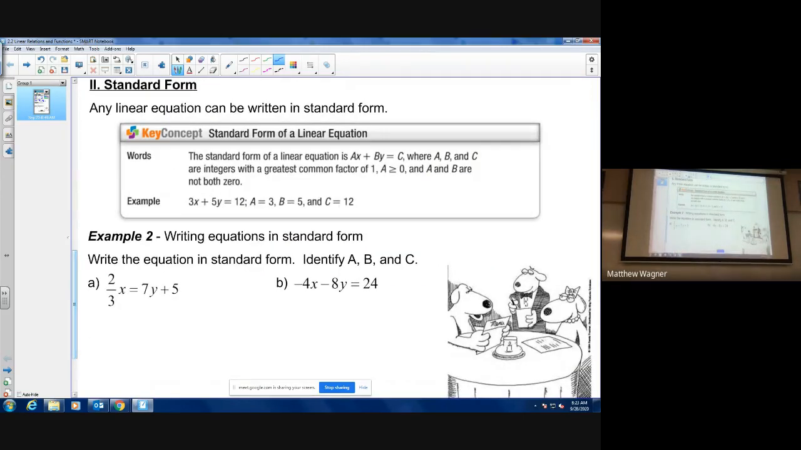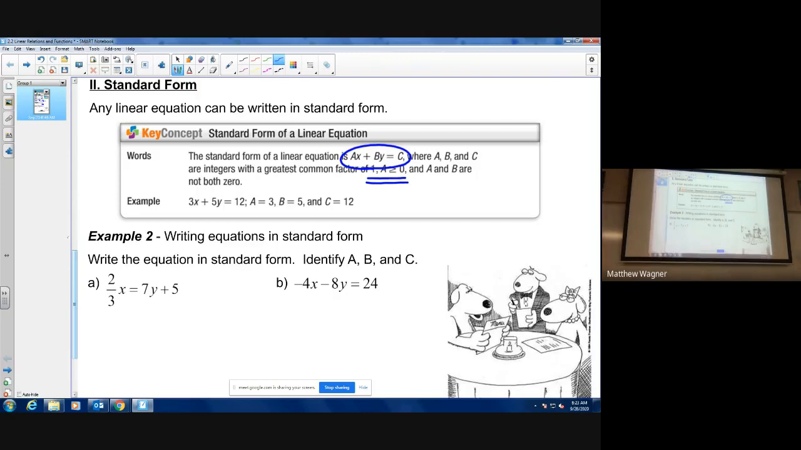There are a few caveats you want to keep in mind with standard form. Number one, ax plus by equals c, and then number two, the greatest common factor of a, b, and c needs to be 1, and a needs to be positive, okay? So a, b, and c are all integers, all right, but a cannot be a negative value.